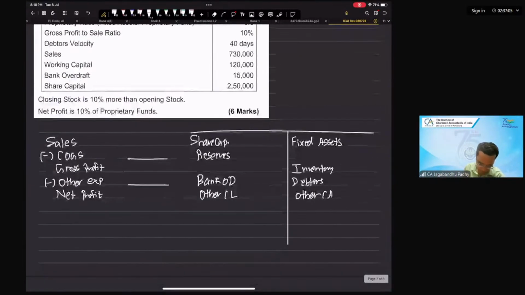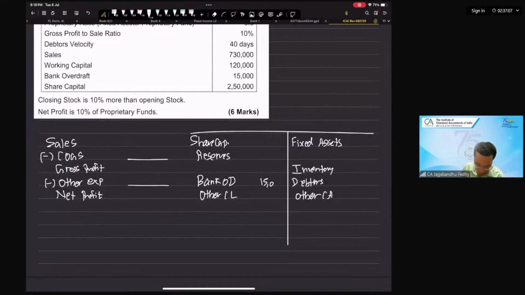So bank OD is 15,000. Share capital is 2,50,000.